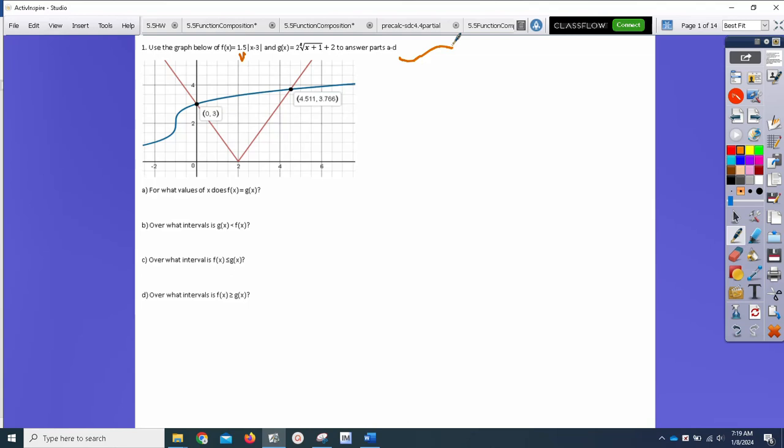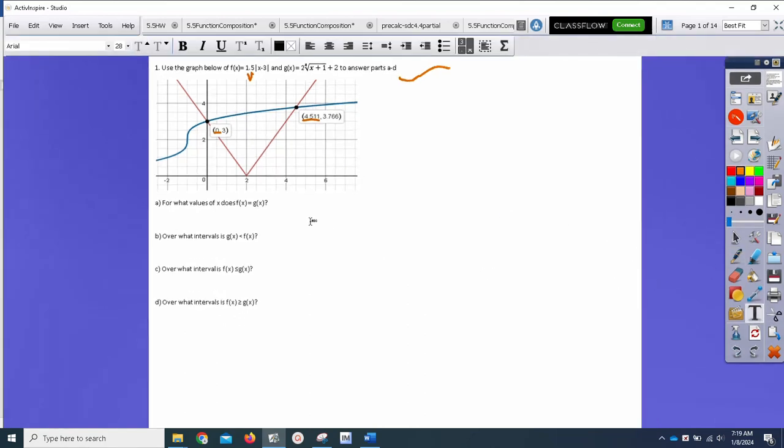For what values of x does f of x equal g of x? So the x values here where we have equality are at 0 and 4.511. That's where we cross paths, those two values of x. So I'll type that out so you can see it, but we're looking at x equals 0 and x equals 4.511. Pretty simple.